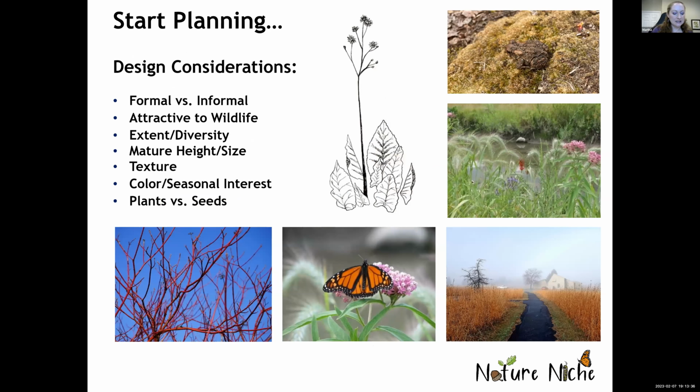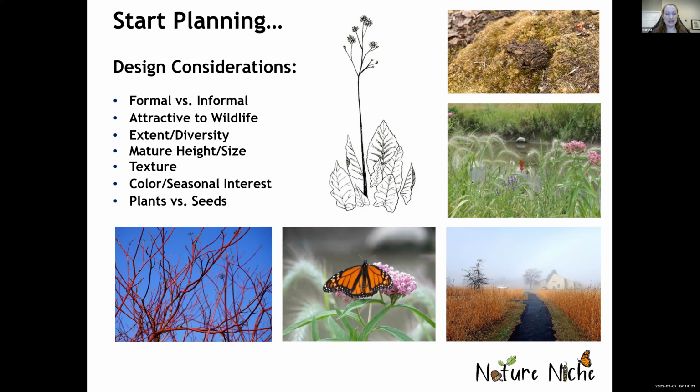So, some other design considerations. Do you want it to look formal, or would you rather it have a more informal aesthetic? Is it going to be attractive to wildlife? And if so, what kind of wildlife? For example, if your desired species are butterflies and moths, you really want to focus on nectar species, but don't forget those larval host plants as well. And often those are woody species. Do you have a lot of deer? And do you have an existing fence that you could take advantage of and do your planting inside of? Or maybe you need to consider an exclusion fence if you know deer are likely to be an issue.